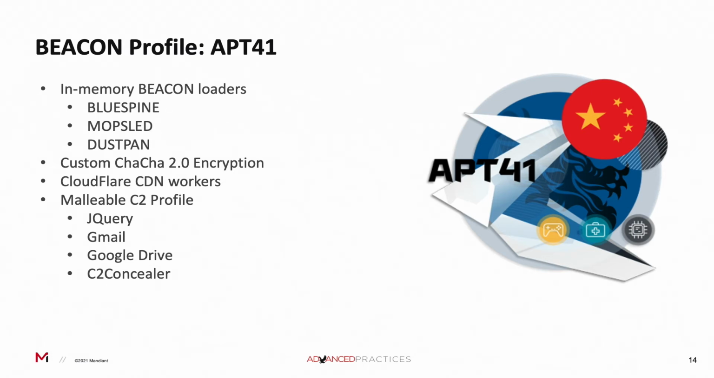And again, we've seen them use a wide range of in-memory Beacon loaders. Some of the notable ones are Blue Spine, Mop Sled, and Dustpan. We've observed them use a custom ChaCha 2.0 encryption. And for their C2, they like to use Cloudflare CDN workers. As far as Malleable C2 profiles, again, they use a wide range, but jQuery, Gmail, and Google Drive are the heavy hitters, with Cobalt Strike probably being the most common for them.